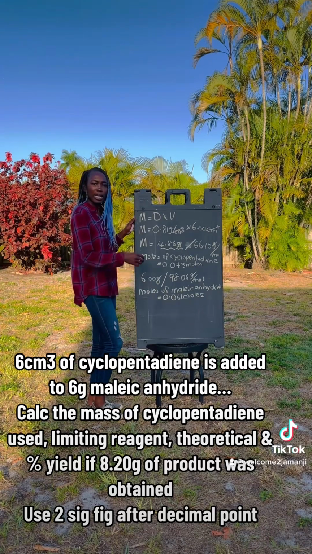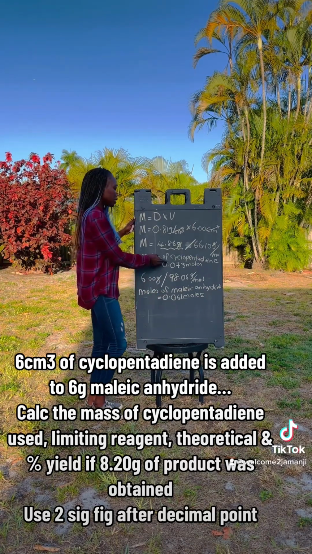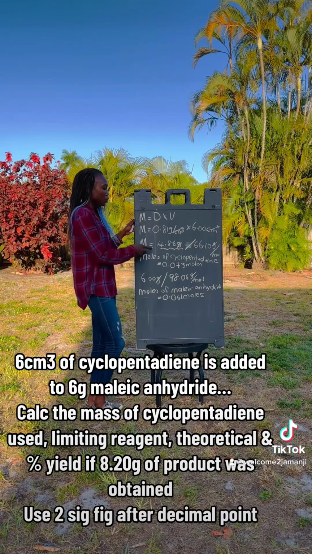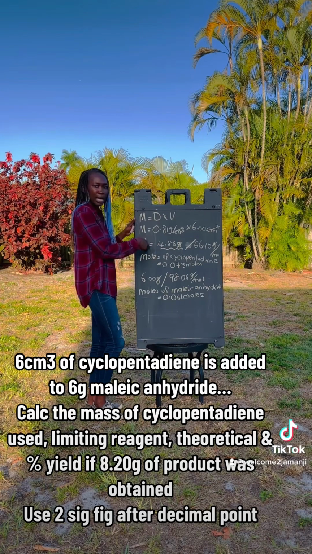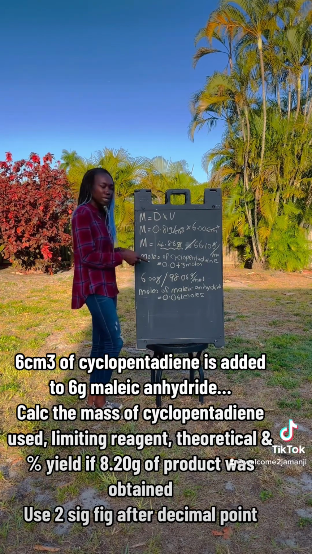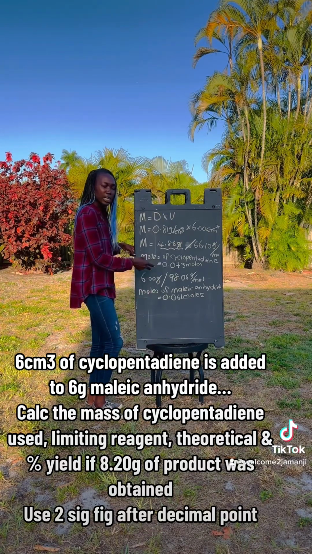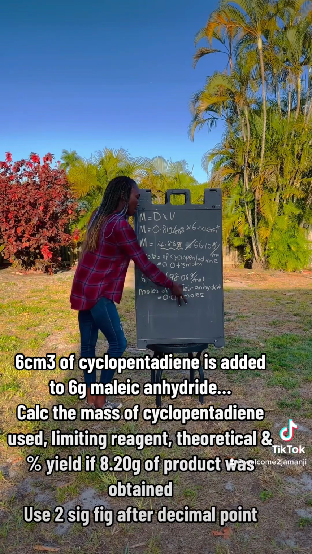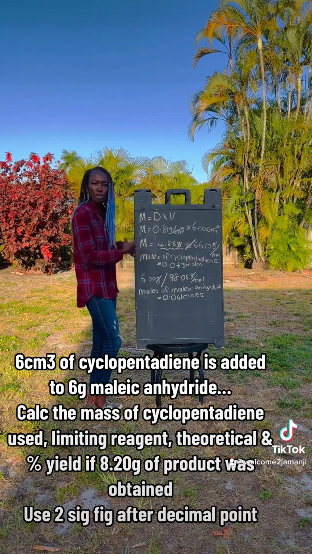Alright, so for your maleic anhydride, you have 0.061 moles compared to 0.073 moles of your cyclopentadiene. Even though you're using less grams, less mass of cyclopentadiene, your moles are still more. Therefore, your limiting reagent will be your maleic anhydride, right? Which just says your reaction is limited by this moles of your reagent. Once this moles is used up, your reaction is completed in theory, right?